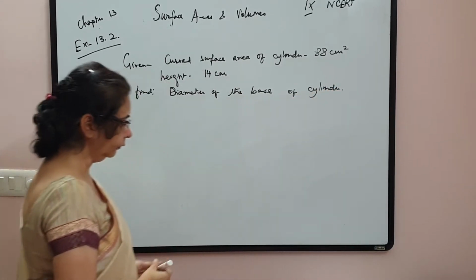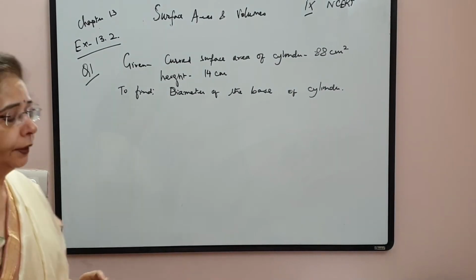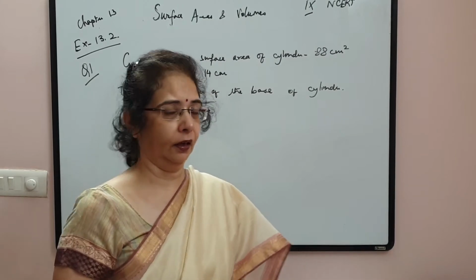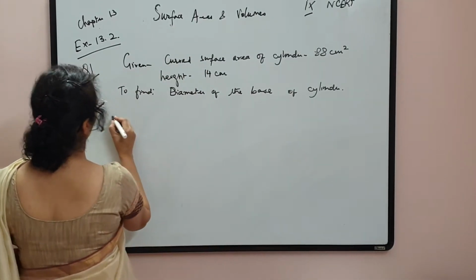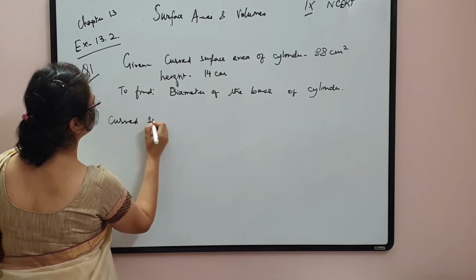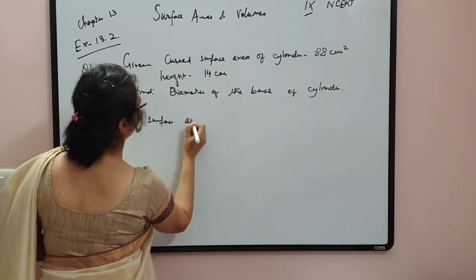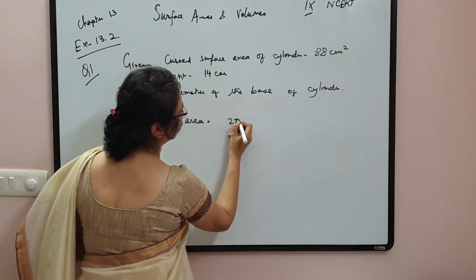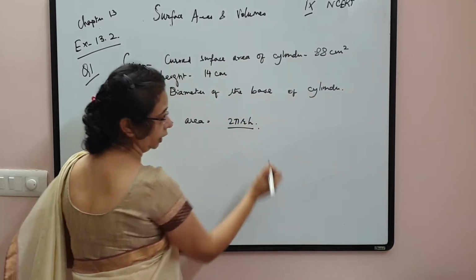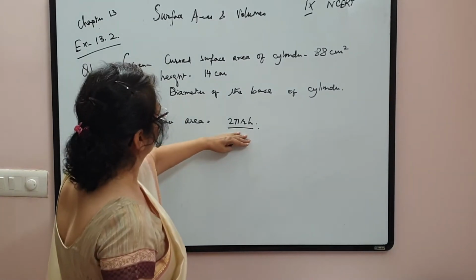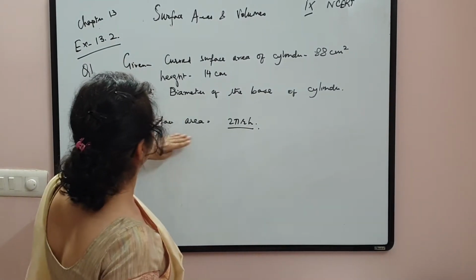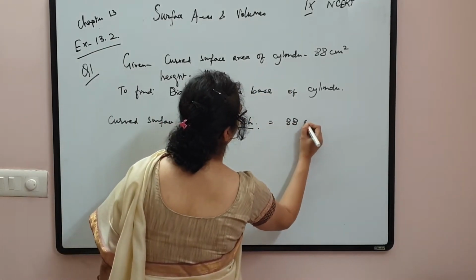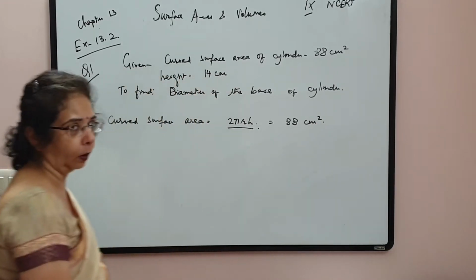Alright. Now children, let us see. What are they telling you in this? They are telling you the curved surface area. What does that mean? You know what is a curved surface area? The area of a curved surface is 2 pi r h. I have just taught you. They have given that the curved surface area is 88 centimeter square. That means 2 pi r h is equal to 88 centimeters square. Alright.